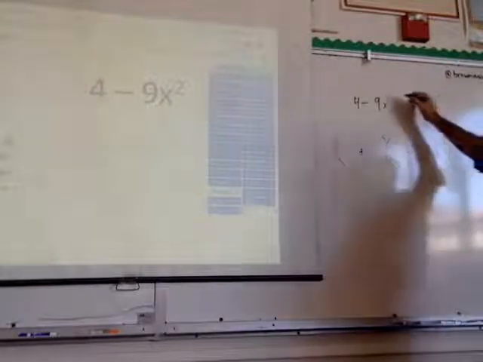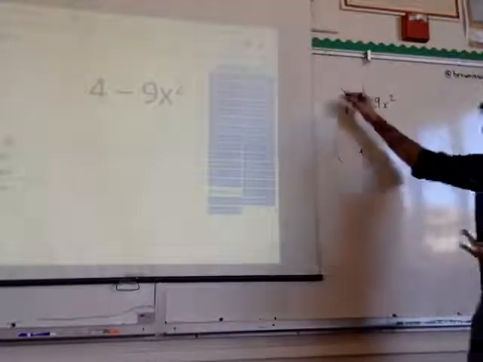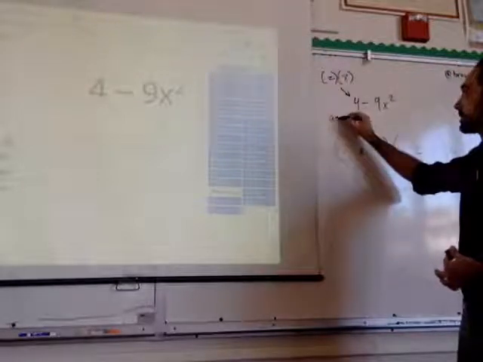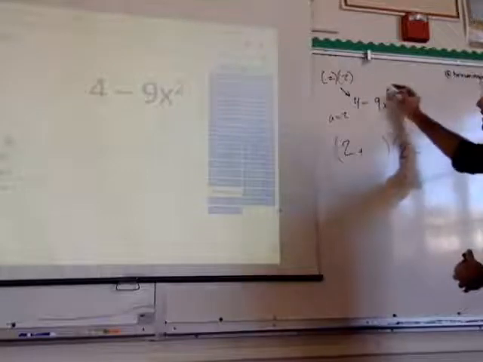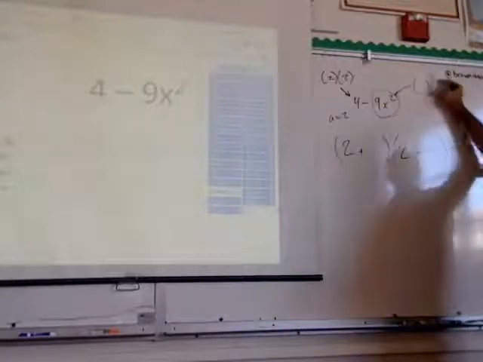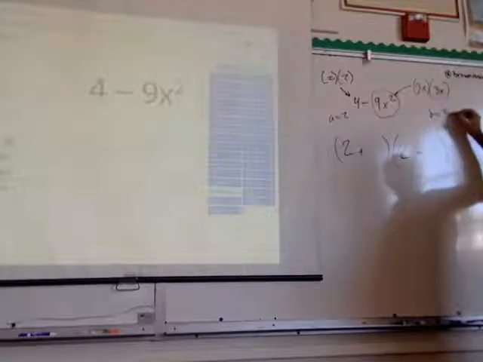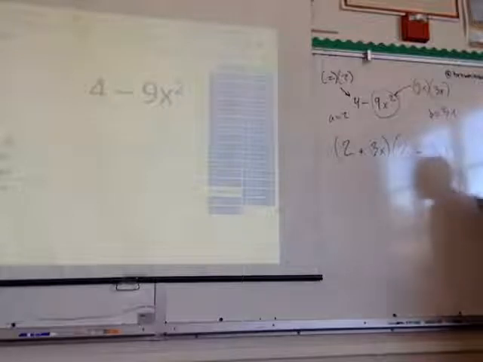So I look here. Let's consider this as our a squared value. So our a value is going to be 2. A is 2. I know that 2 goes here. How about this one? It's just the 9x squared. What's that? What times what? 3x. B is 3x. That's an answer, right? Yes, it is.